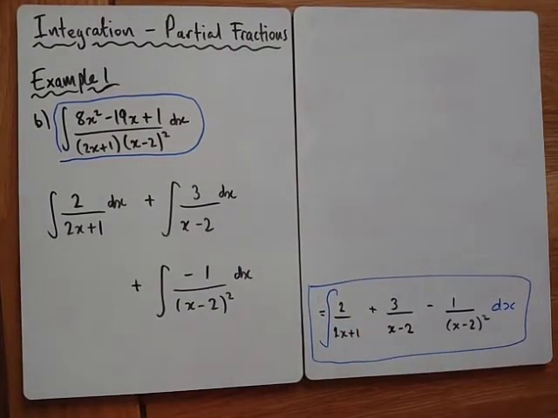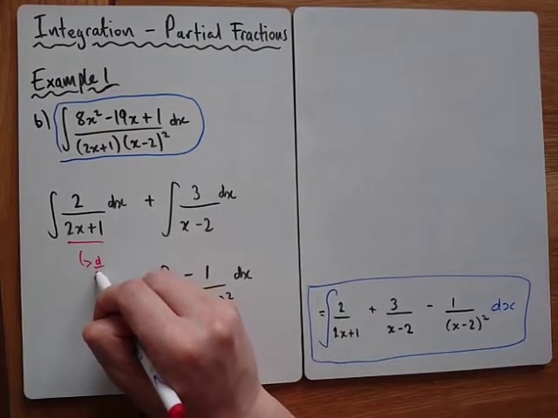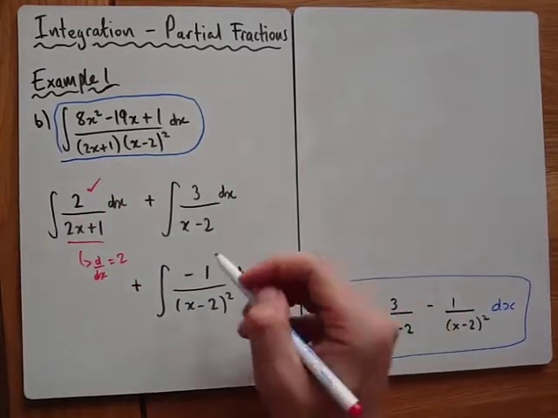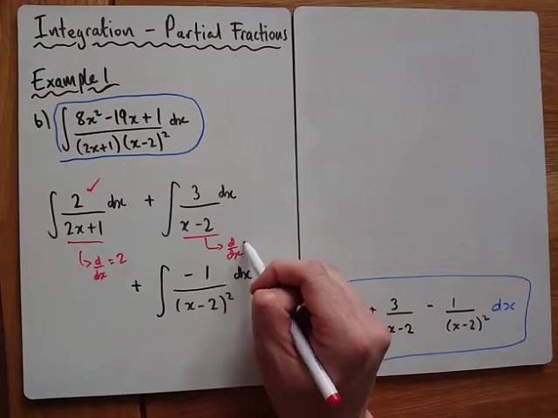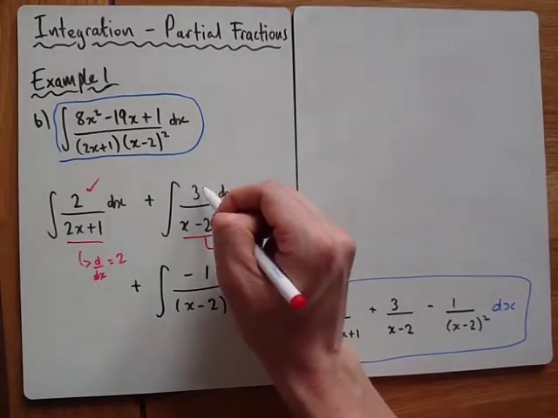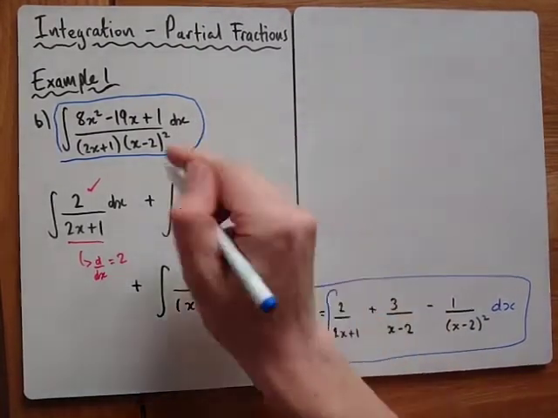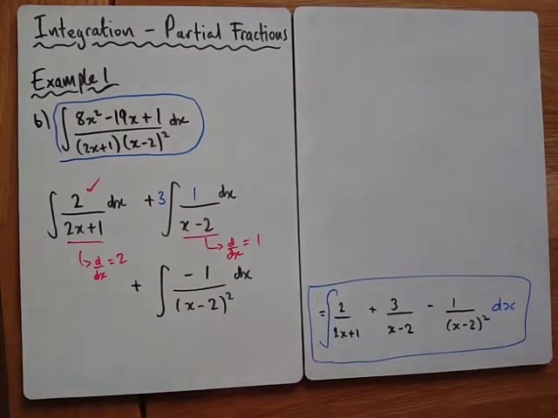Okay, for the first one, differentiate, and you get 2, and 2's on top straight away, so that's just going to become an ln. For this one, if we differentiate, we get 1, so we've got a little bit of work to do with the 3. We can take the 3 outside, and 3 times 1 is the same as the 3 that we started off with.